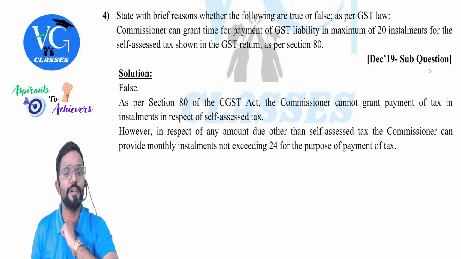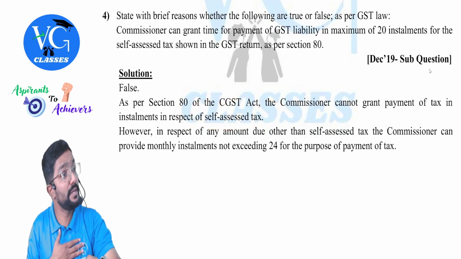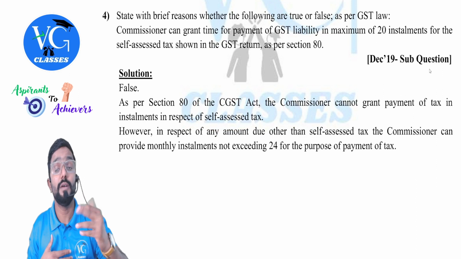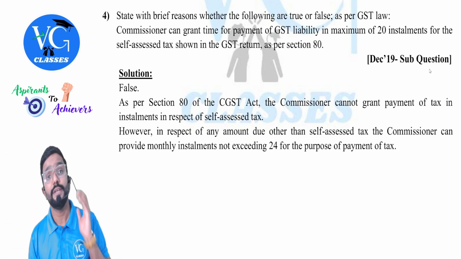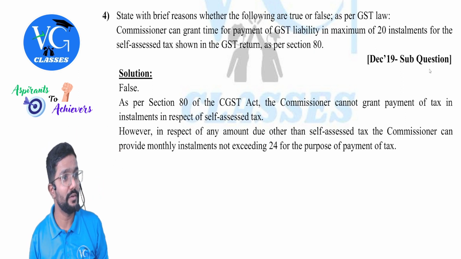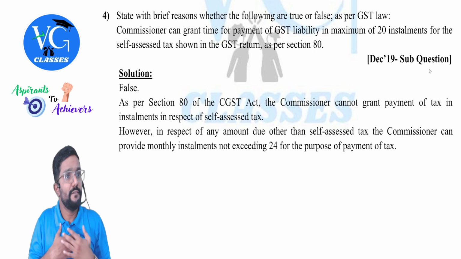As per section 80 of CGST Act, the Commissioner cannot grant payment of tax in installments in respect of self-assessed tax. Self-assessed tax means the registered person himself calculated. Can proper officer allow to pay self-assessed tax in installments? No. They asked me to pay so much amount, which I am not paying in one installment. Listen. Okay, let me come in the order. First, I was supposed to pay.